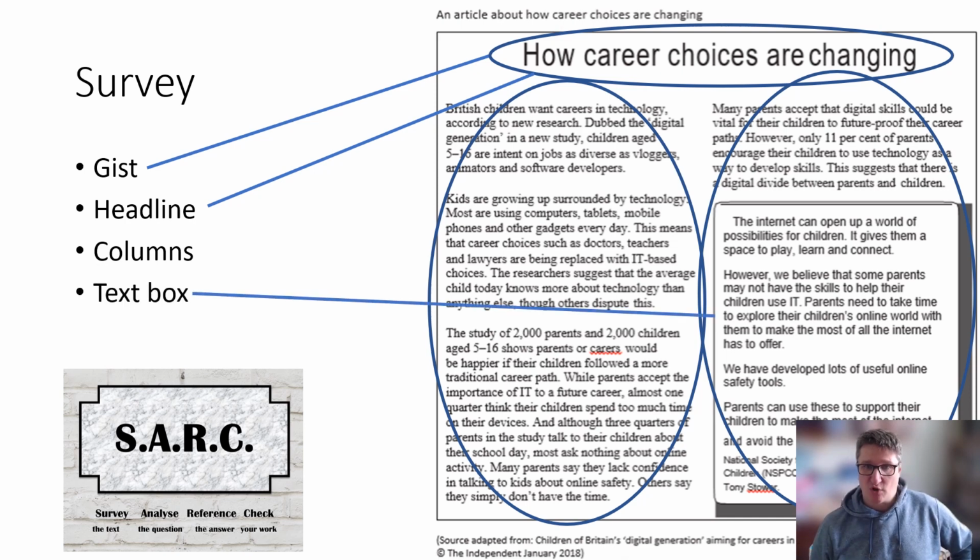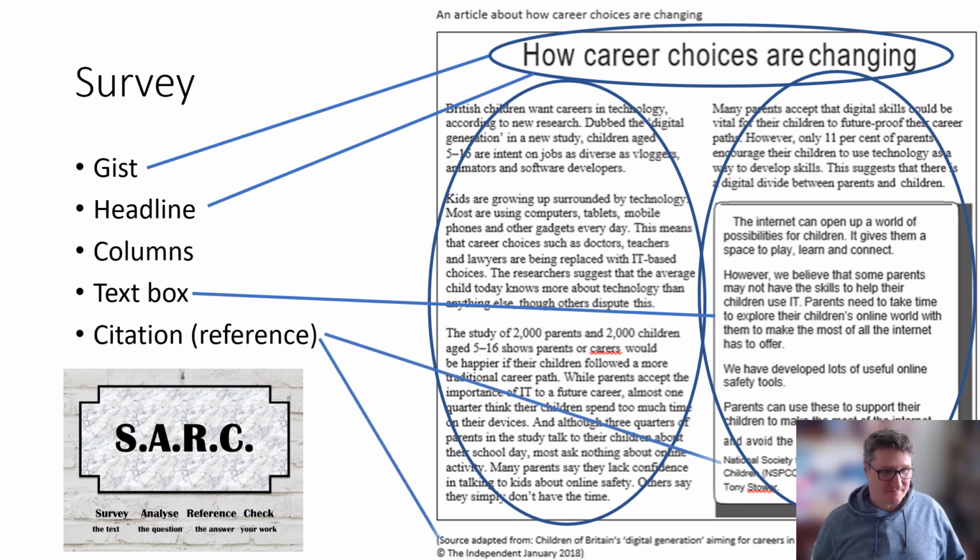There is also a text box, which is a box with text in it. Stop me if I'm getting too technical. There's a text box, and there's even a citation. That's a posh way of saying the reference, the source where it comes from. So in this case, the Children of Britain's Digital Generation is from the Independent, and the other one's from the NSPCC. So it tells you where it comes from, which shows you that it is a source, and you can then assess the reliability of it. But that's another story.